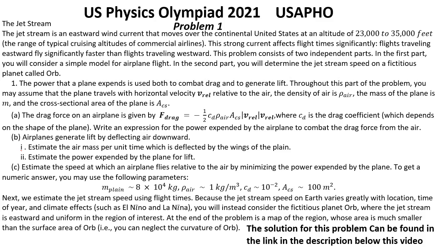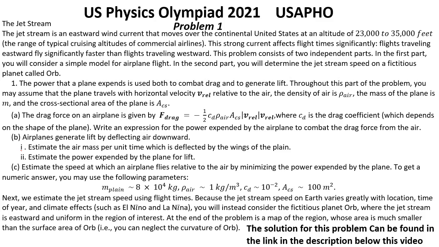Throughout this part of the problem, you may assume that the plane travels with horizontal velocity v-rel relative to the air. The density of air is rho air. The mass of the plane is m, and the cross-sectional area of the plane is A_CS.